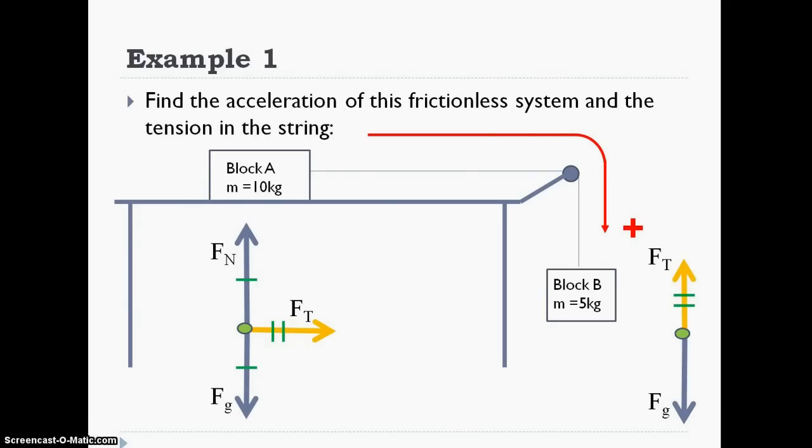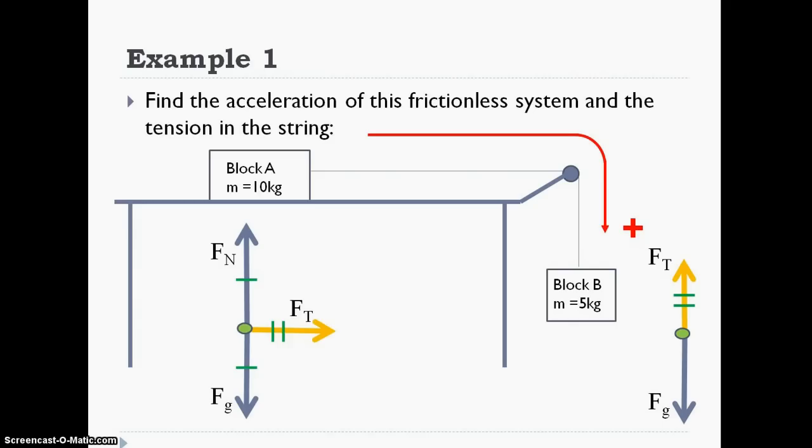So notice for block A, the normal force and gravity will be the same, opposite and equal. So other than draw them on the picture, they're not going to cause any acceleration, and therefore we will not be needing to talk about those in the rest of the problem. So then you have the tension. The tension on block A is to the right and positive, on block B is upward and therefore negative.